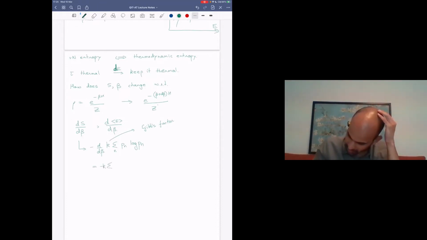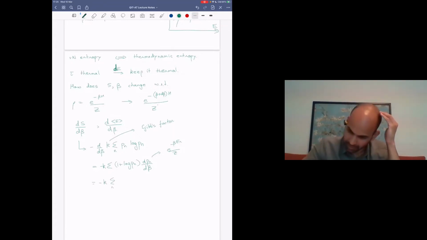And the differential of this is 1 plus log P_n times dP_n by d beta. But P_n, of course, is e to the minus beta E_n upon Z. So this gives us minus k and the sum over n.